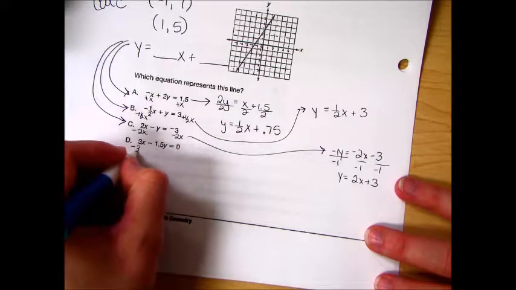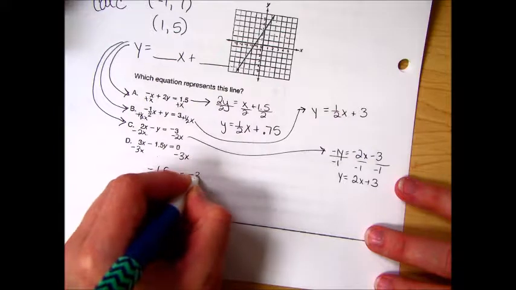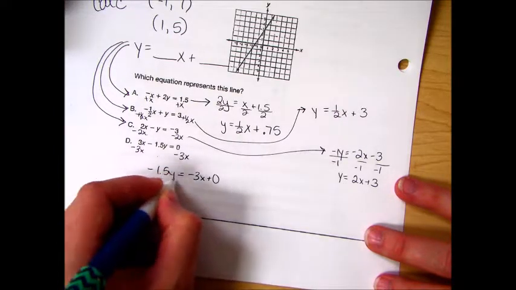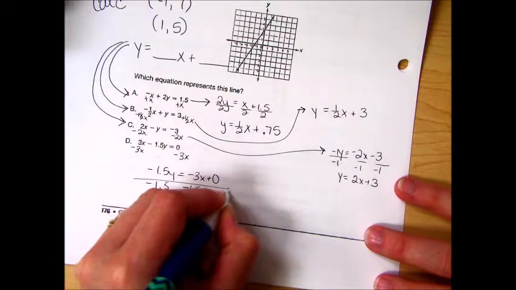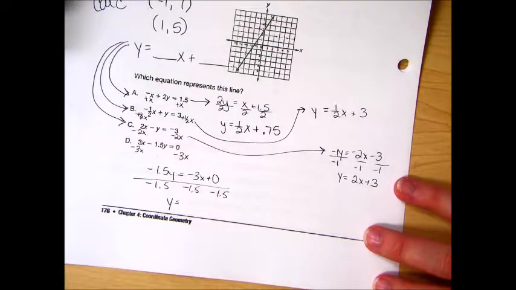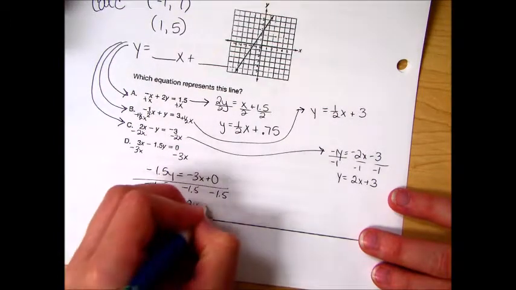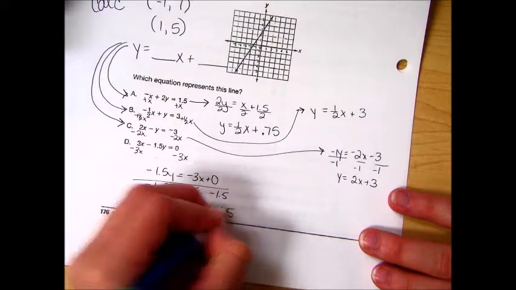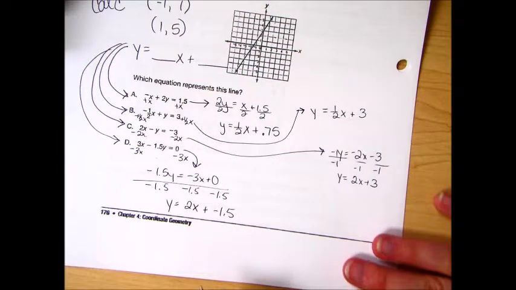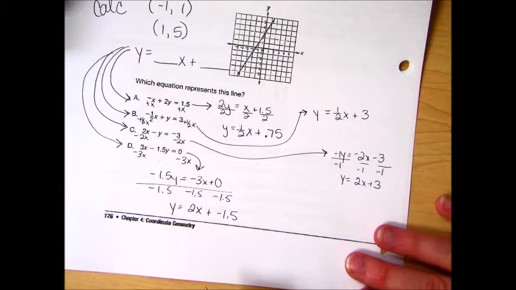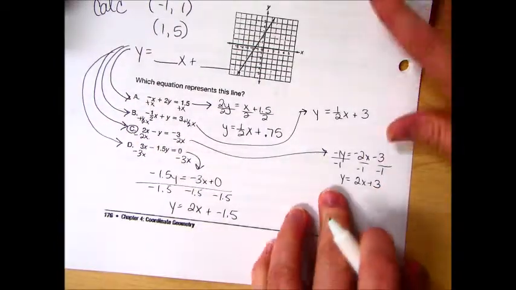And D, take away 3x from both sides. You get negative 1.5y equals negative 3x plus 0. Divide by negative 1.5. Y equals negative 3 divided by negative 1.5 is 2x plus negative 1.5. So you need to see which one matches. Okay, I do believe that you will get option C to match.